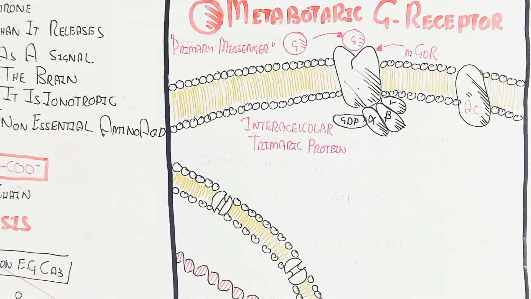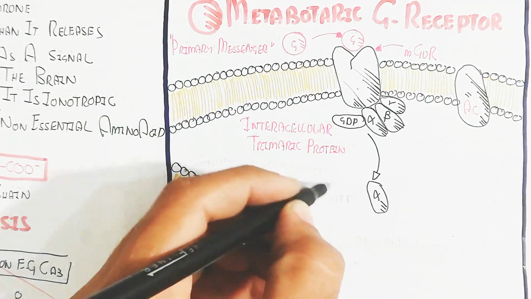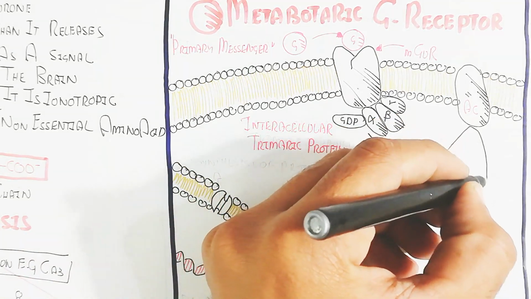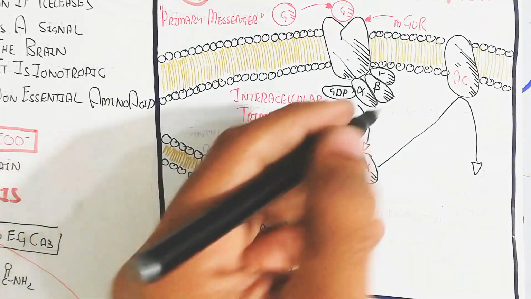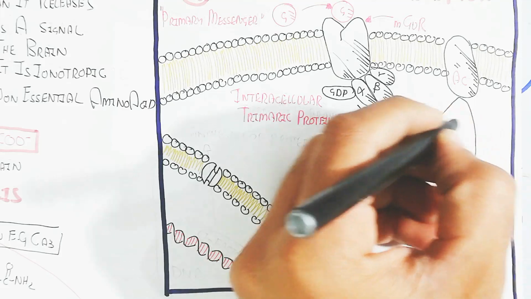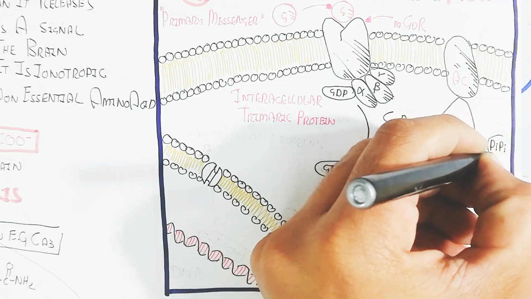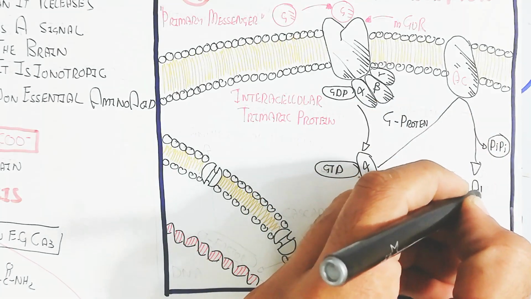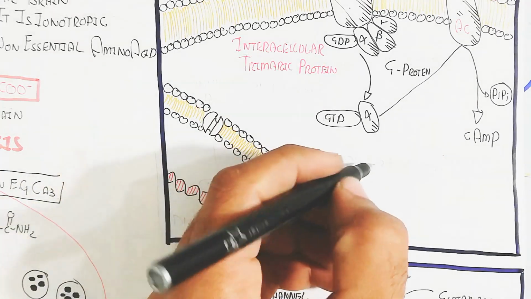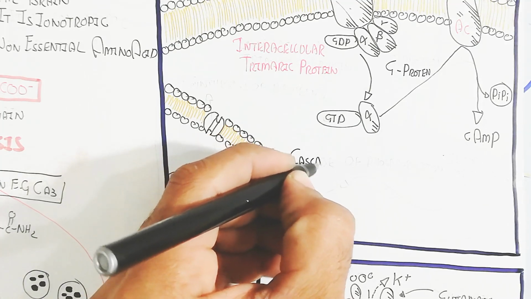After binding with the alpha, the activated GTP will trigger adenylate cyclase, an intramembranous enzyme. Adenylate cyclase is used for the conversion of ATP into cyclic AMP, and pyrophosphate will be released. After the pyrophosphate is released, the cyclic AMP will be formed. This cyclic AMP is the second messenger, remember.